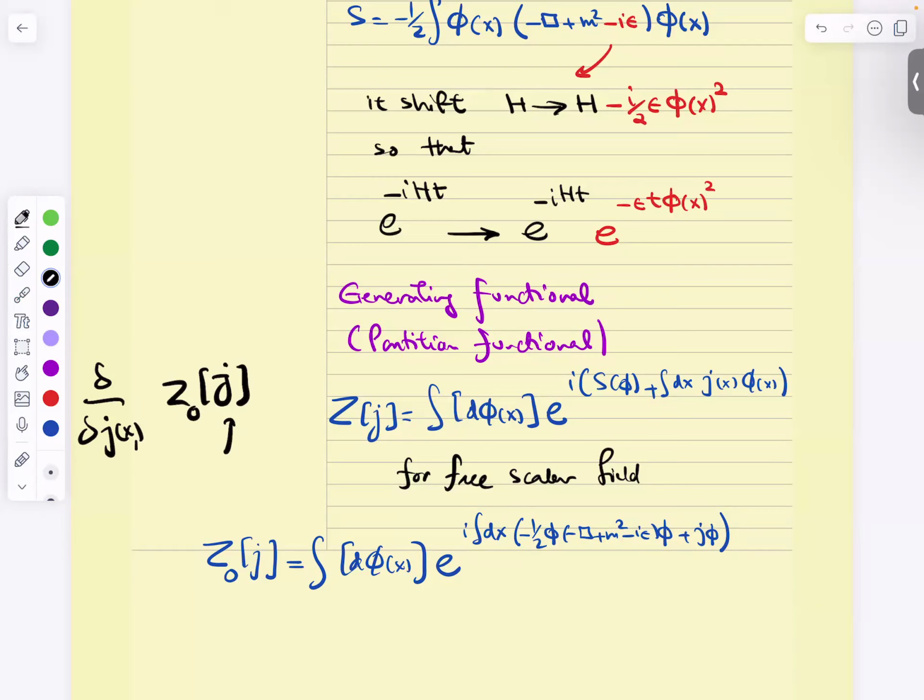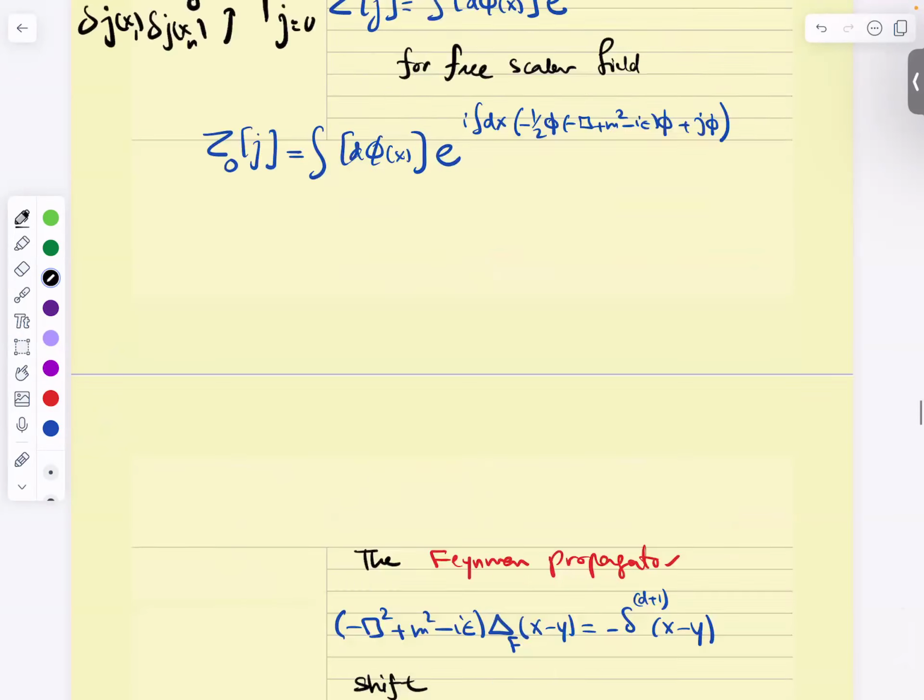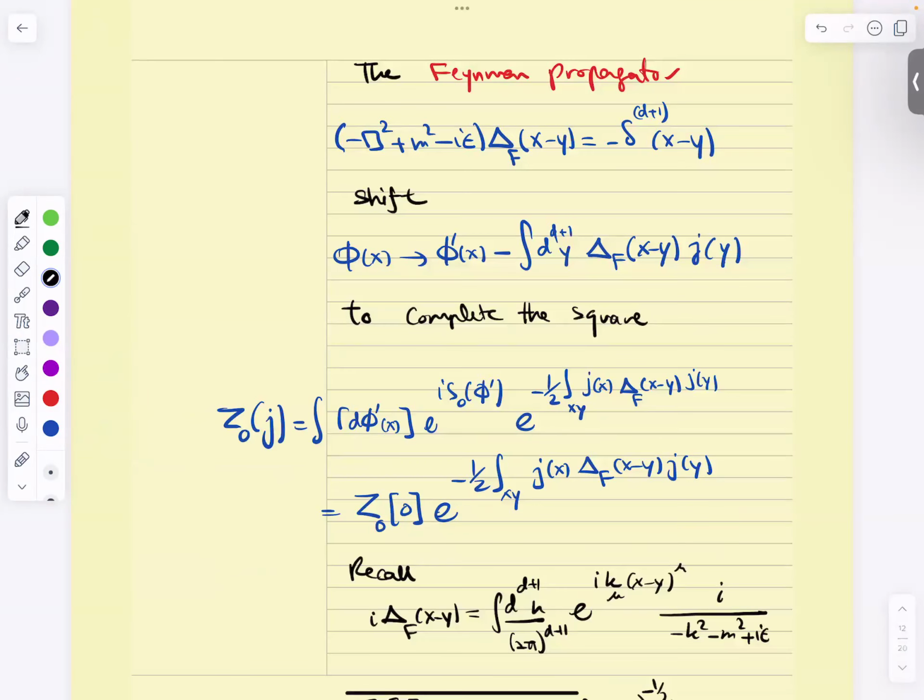I'm calculating a 1-point function. I have to set j equal to 0 at the end, right? I'm going to take a bunch of derivatives and set j to 0 at the very end. And that gives me a bunch of correlation functions. That's why it's called a generating function. It's a trick. All right, so let's calculate this.